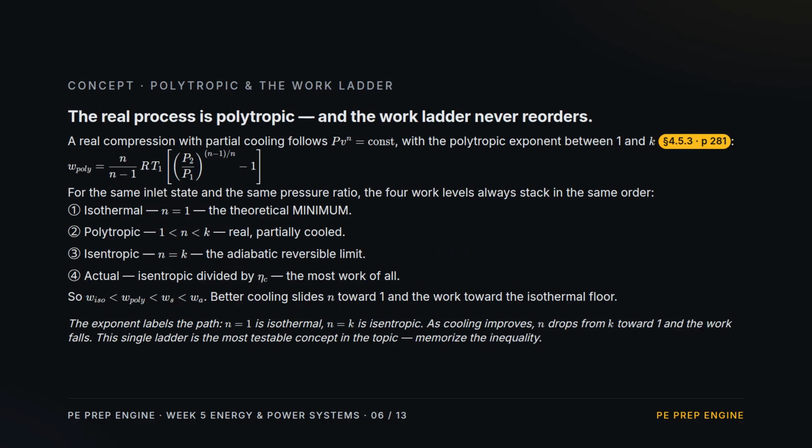The real process is polytropic. Pressure times volume to the n is constant, with n between 1 and k. Its work formula carries the n over n-1 factor out front. The payoff is one ladder you must memorize. Isothermal, with n equal to 1, is the theoretical minimum. Polytropic is the real partially cooled process. Isentropic, with n equal to k, is the adiabatic reversible limit. Actual is isentropic divided by efficiency, the most work of all. The order never reorders. Better cooling slides n toward 1 and the work toward the isothermal floor.